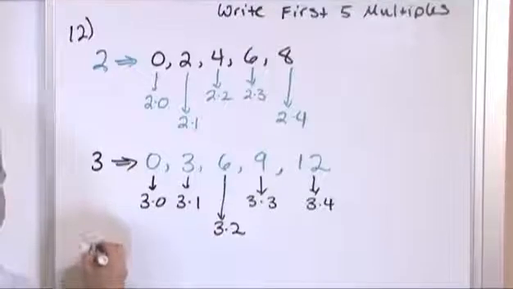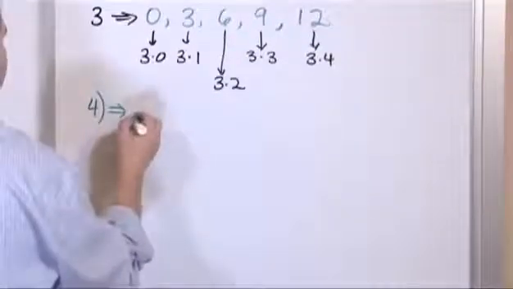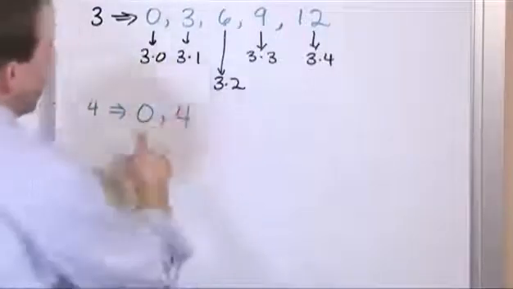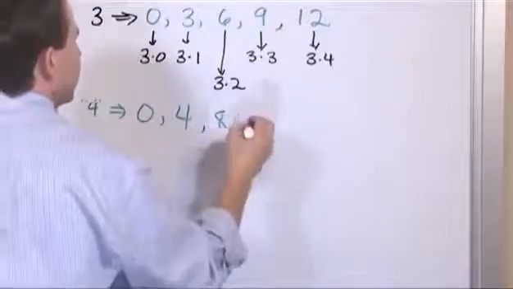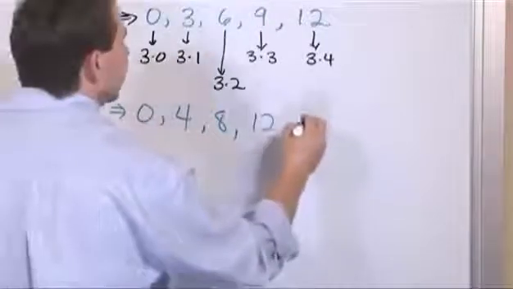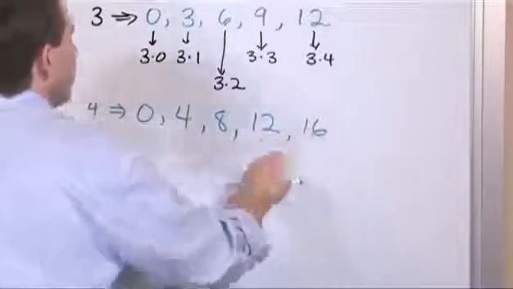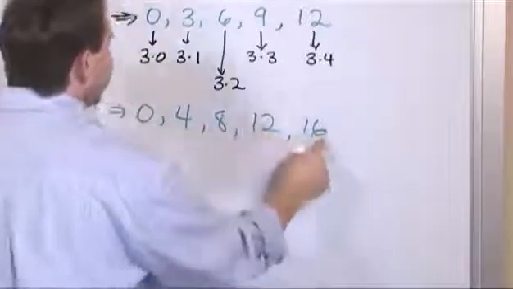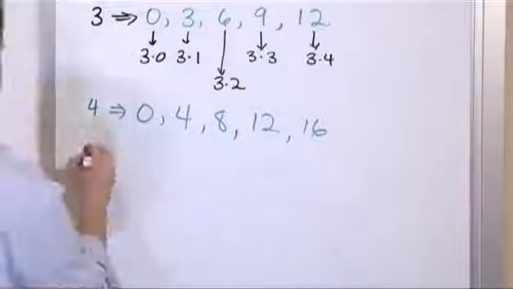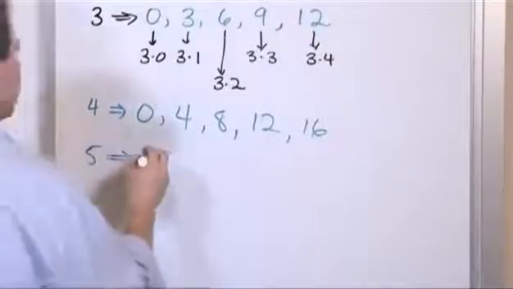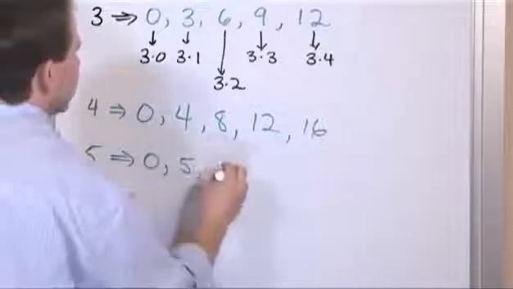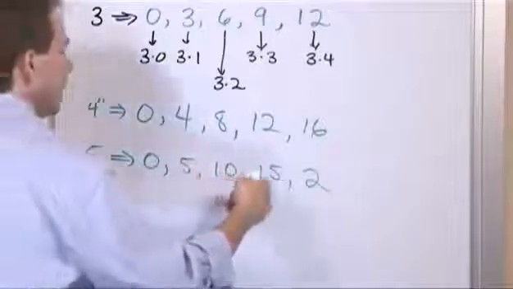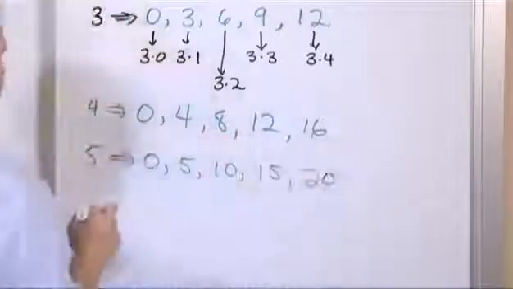What about multiples of 4? Well, we start with 0. We count by 4s. 4. 4 plus 4 gives us 8. 8 plus 4 gives us 12. 12 plus 4 gives us 16. Each time we just add 4 more. So this is 4 multiplied by 0, 4 times 1, 4 times 2, 4 times 3, 4 times 4. Okay? What about multiples of 5? 0, 5, 10, 15, 20. 5 times 0, 5 times 1, 5 times 2, 5 times 3, 5 times 4 is 20.